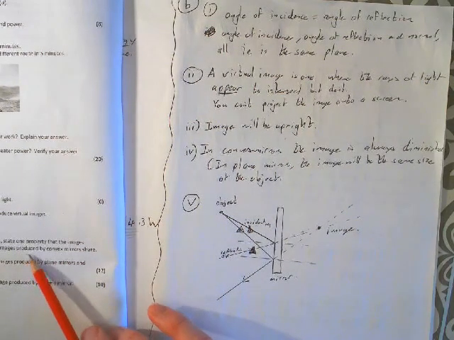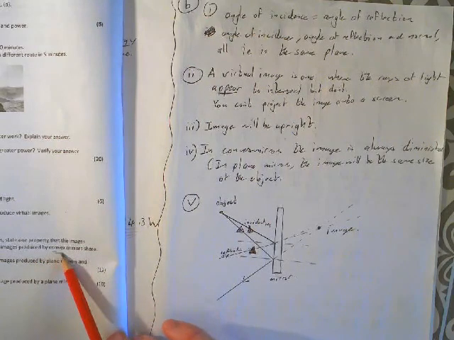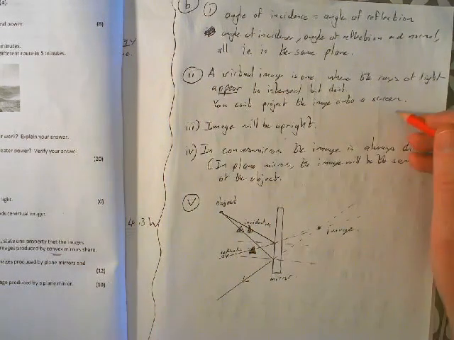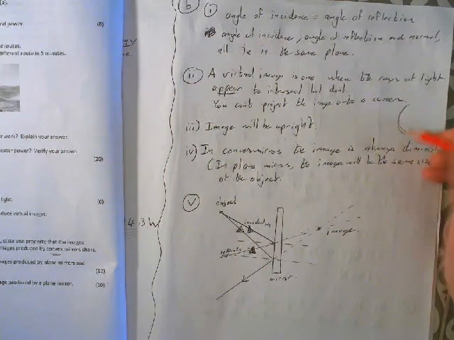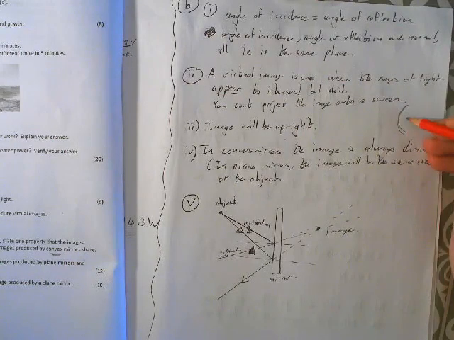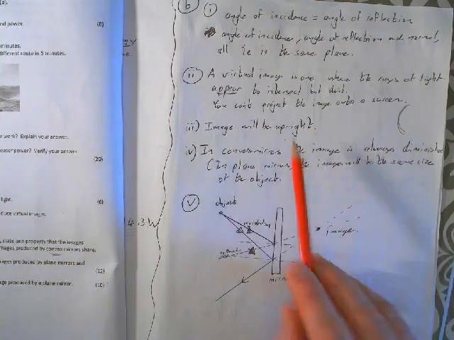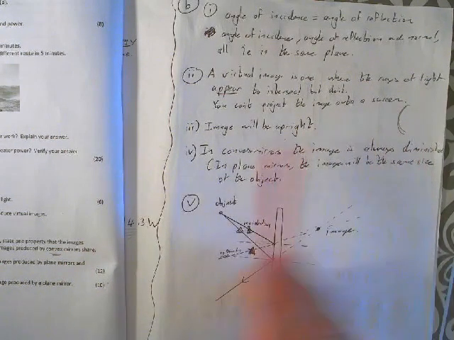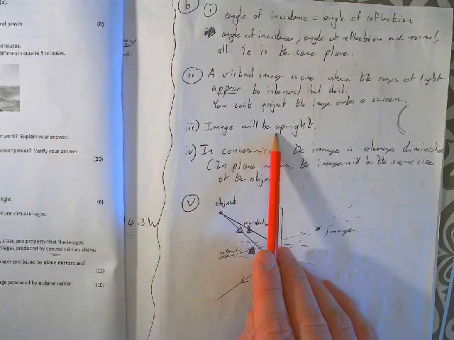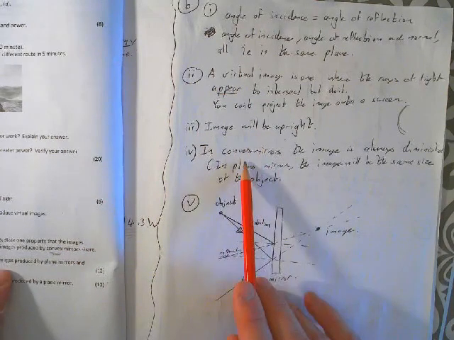Well, a virtual image is one where the rays of light look like they intersect, but they actually don't. So you couldn't project it onto a screen. They look like they intersect with each other. Part three, apart from producing virtual images, state one property that the images produced by plane mirrors and the images produced by convex mirrors both share.